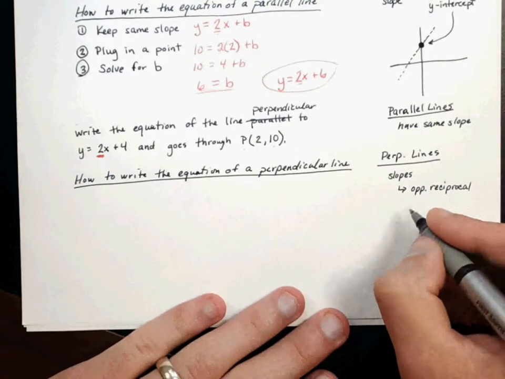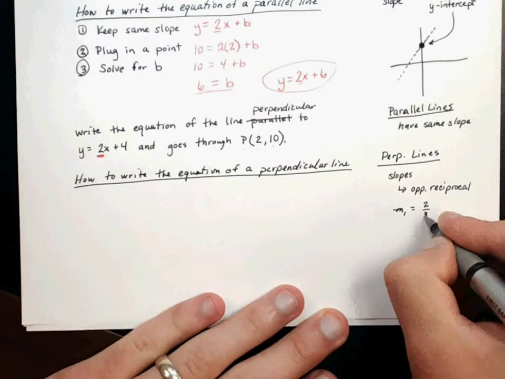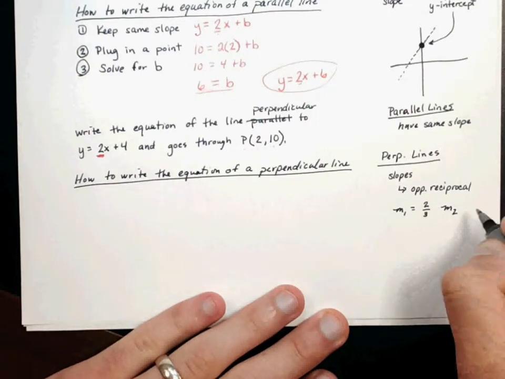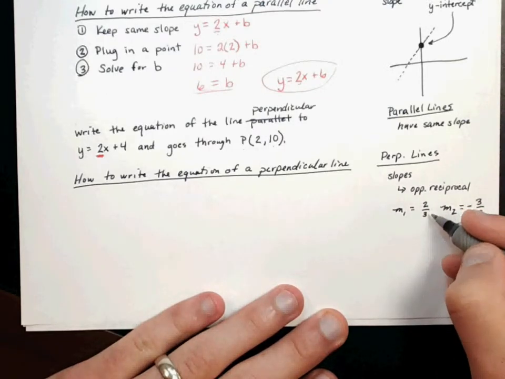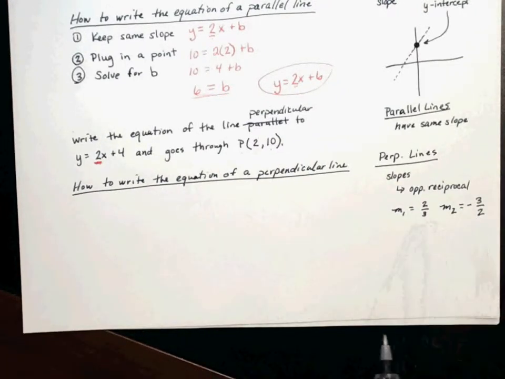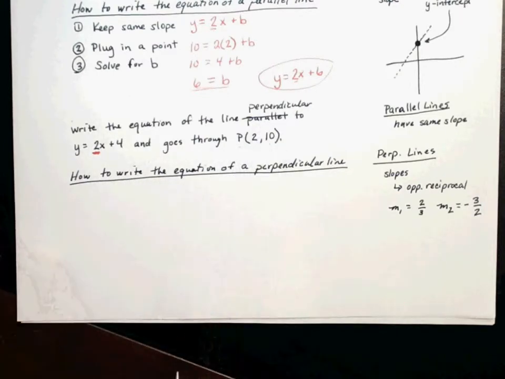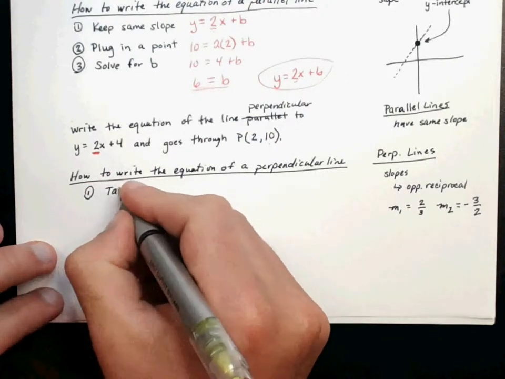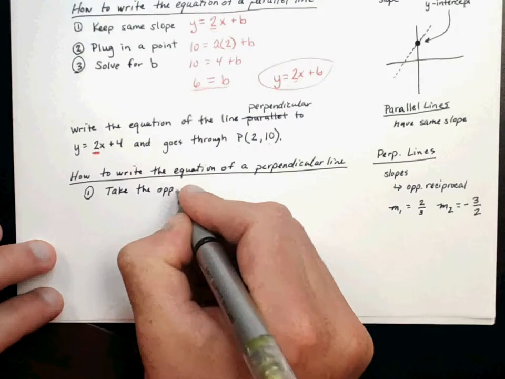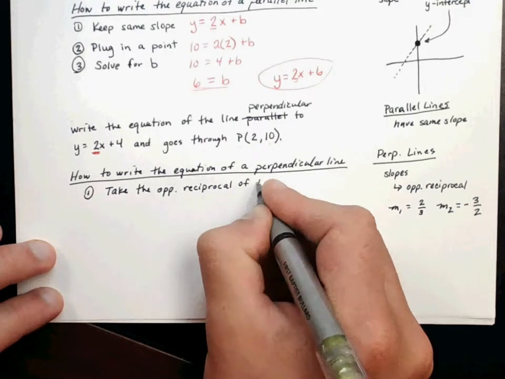Remember? So if the slope of one line is 2 over 3, then the slope of another line that's perpendicular to that is going to be opposite, which means it's going to be negative, and the reciprocal, which means we flip it. Alright? So, we're going to use this same example right here, except we're just going to find the line that's perpendicular. Our first step, which will be the only one that's different, is we are going to take the opposite reciprocal of the slope.